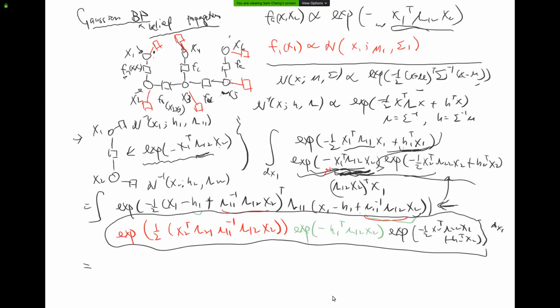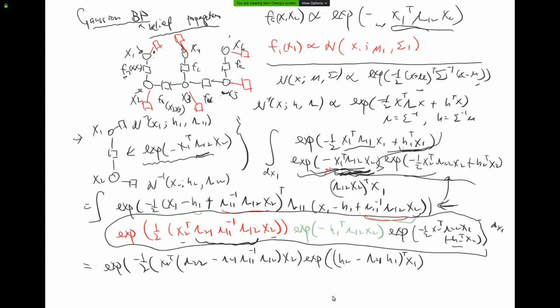Then I can put things back together into information form. You see I have this x2 transpose, so put that back into information form. I have my -1/2, x2 transpose, λ2 2, but I have something additional, this part here: -λ2 1, λ1 1 inverse, λ1 2, x2. I also have this term, the exponential. Originally I have h2, h2 minus h1 transpose λ1 2, and λ1 2 transpose is λ2 1, so λ2 1 times h1 transpose x1.